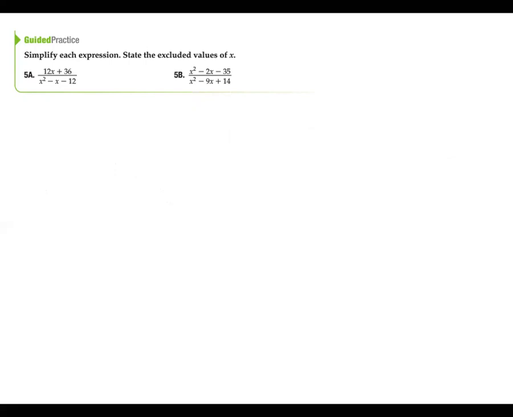5b, you would have numbers that multiply to -35 and add to -2. So one has to be positive, one has to be negative. The larger has to be negative, so it'd be -7 and 5.